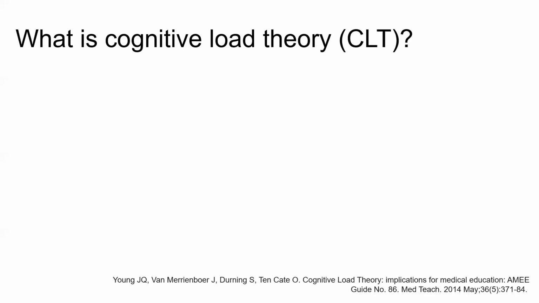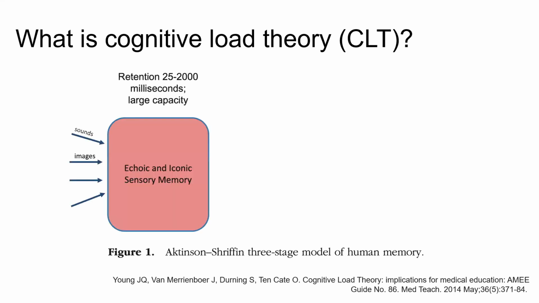So what is cognitive load theory? Cognitive load theory is one of many theories that describe the way in which adults learn and process new information. To understand cognitive load theory, we first have to look at human memory. Using the Atkinson-Shiffrin model of human memory, we can look at the three different stages.